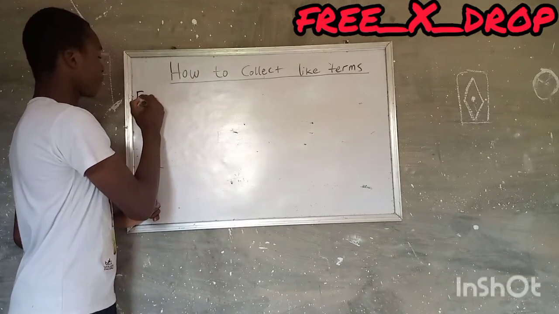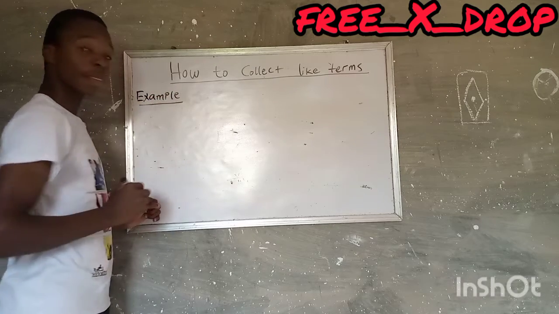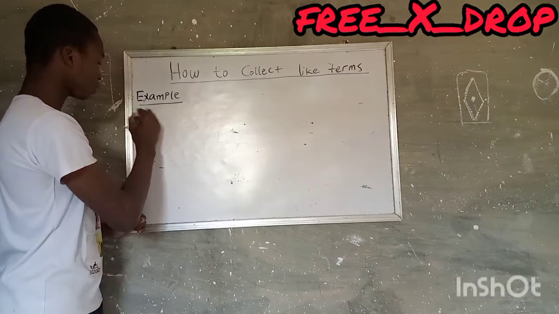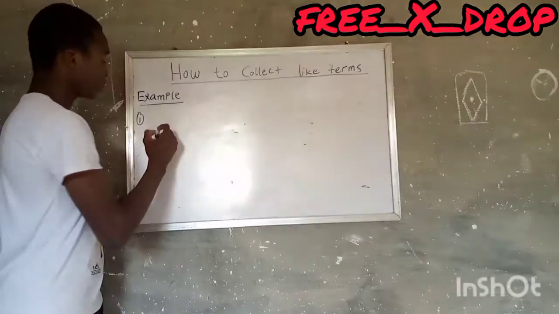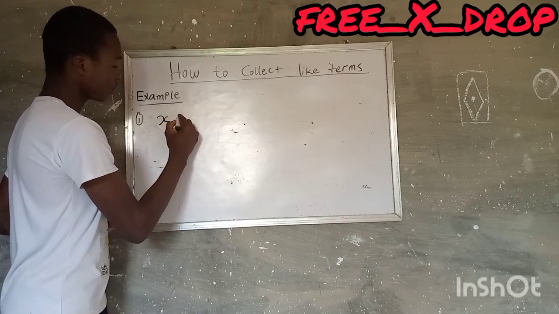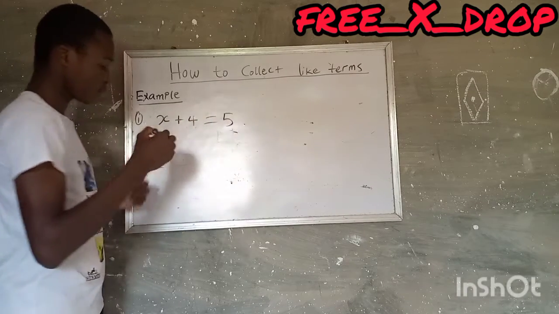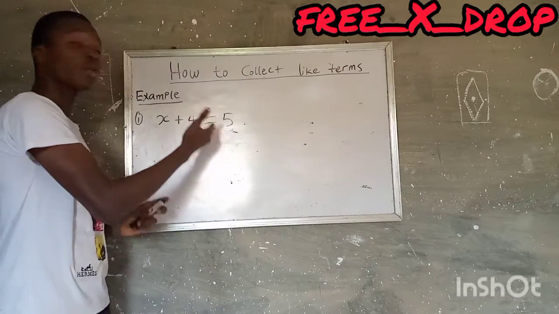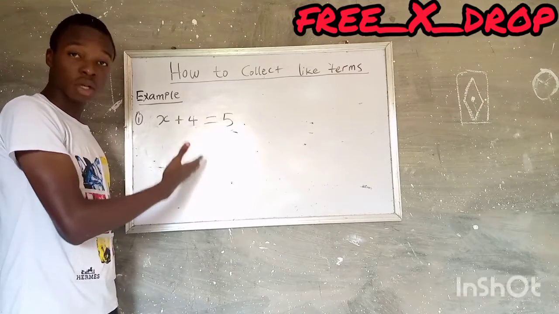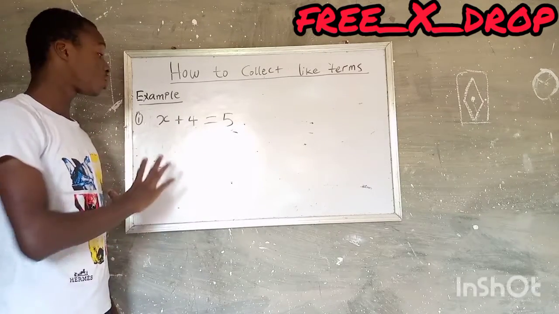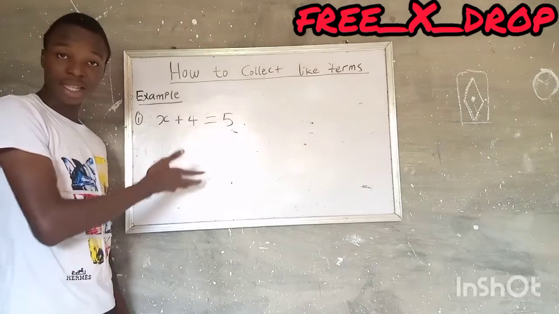So we have an example here. Example number one. Now we'll take a question like this: x plus 4 equals 5. As you all know, this is an equation question, and our aim is not to solve the full equation. Our aim is just to know how to collect like terms today.